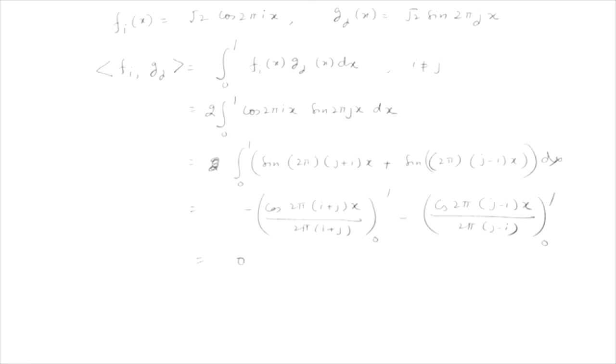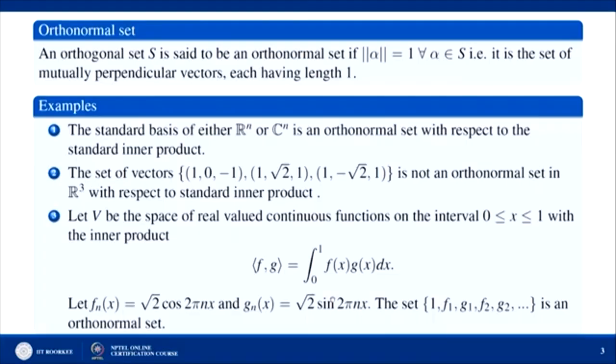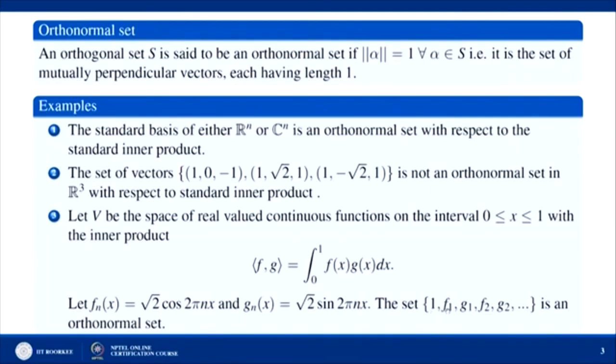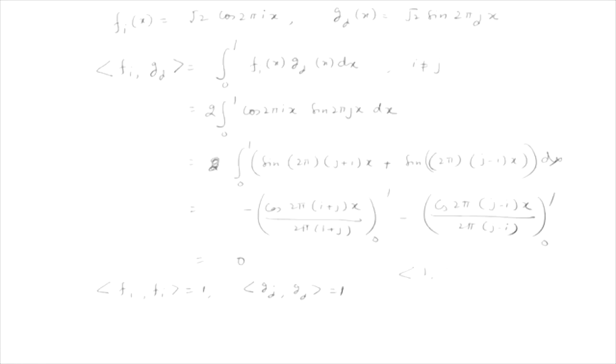And similarly, we can verify that the inner product of f_i with itself is 1, and similarly the inner product of g_j with itself is 1. This we can easily verify using the same concept. So we can say that this set is an orthonormal set, because if you take any two different functions. In fact, if you take one function as 1 and take the inner product of 1 with f_i, this is also 0 for all i, and the inner product of 1 with g_j is also 0 for all j.